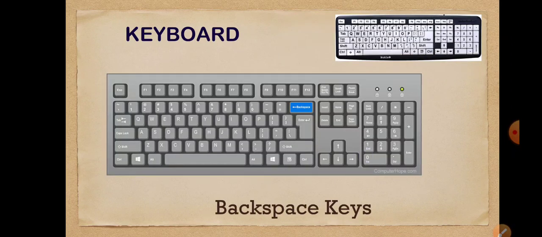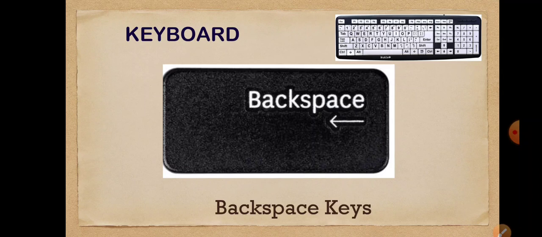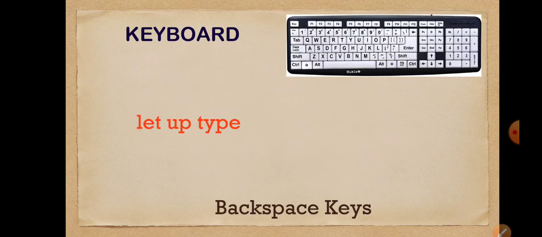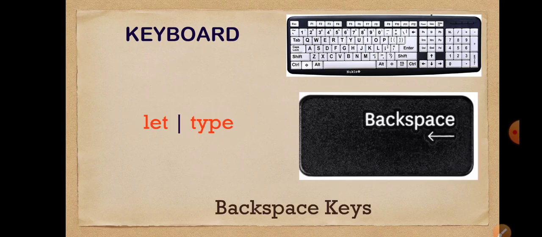Similarly, we have backspace key. Backspace key is also used to erase the characters, but it works in opposite direction. That means it works to the back side. It goes to the left side. As delete key erases to the right side of the cursor, the backspace key erases to the left side of the cursor. That is the main difference between them. Suppose I have written let up type, and now I want to erase up and type us. For that, I will place my cursor after up, and then I will press backspace key for 2 times, and now I will type us here. This way the backspace key works.